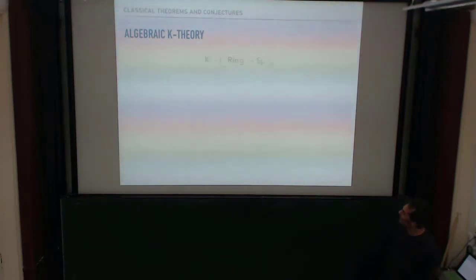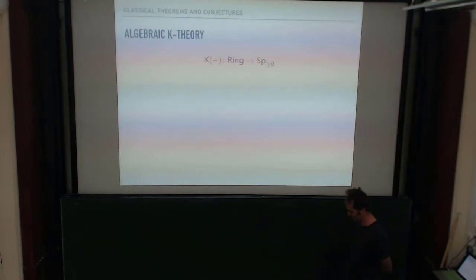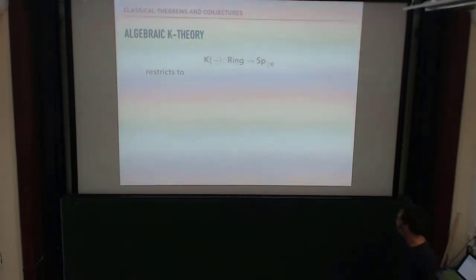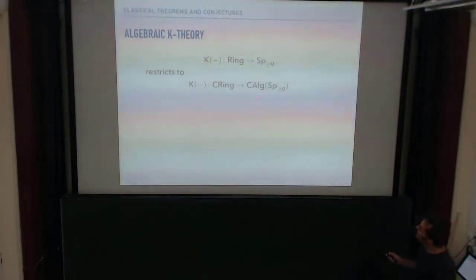Algebraic K-theory, right? This is a functor from rings to spectra. I'm looking at the connective version, but everything will work for non-connective spectra as well. What's important is that if I take in a commutative ring, what I get out is not just any spectrum, it's an E-infinity ring spectrum. So I can tie in to the results I was using before.